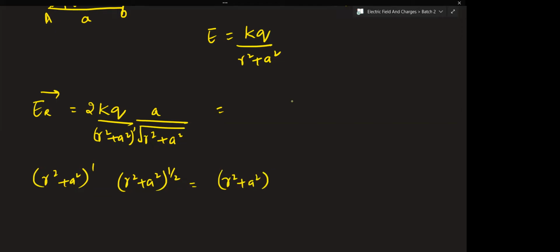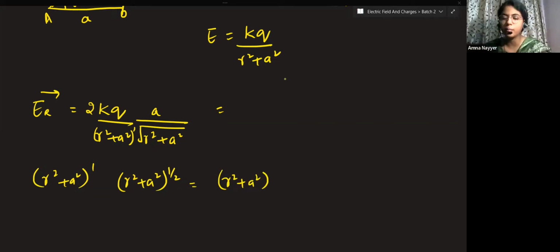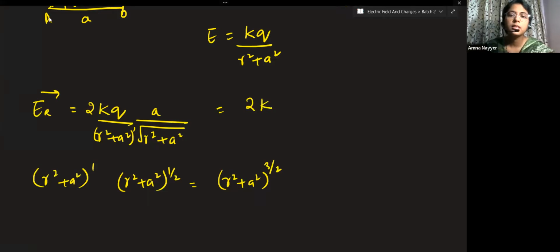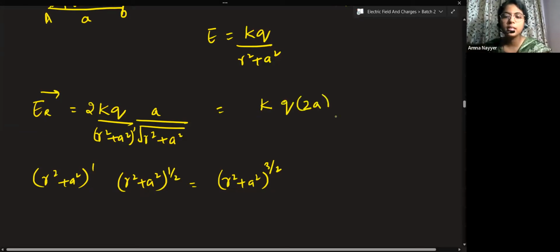3 by 2. These will get added, 1 plus 1 by half. This will be 3 by 2. So you have KQ 2A divided by R square plus A square to the power 3 by 2.